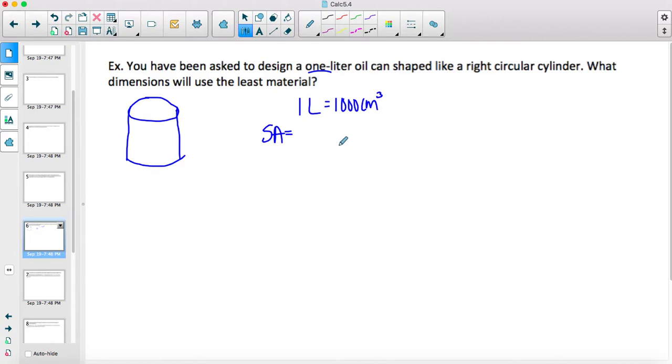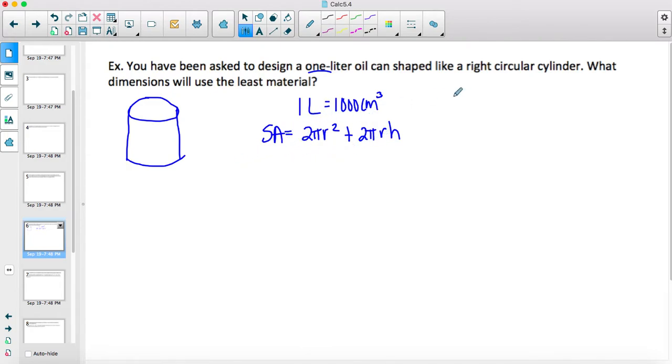The other thing we have to think about is the equation for surface area. Obviously we have a top and a bottom, so that's two circles, so 2 pi r squared. And then we have this circular part, which would be the height times the circumference. The circumference is 2 pi r times the height. So this is the surface area.